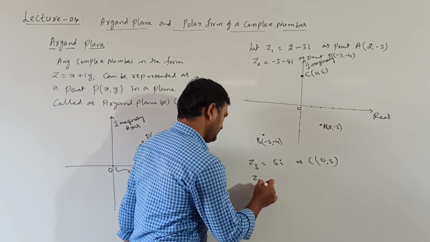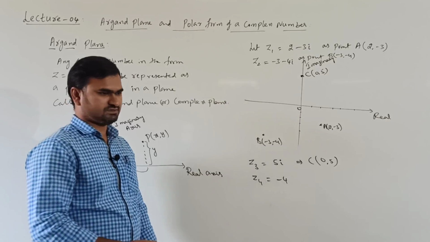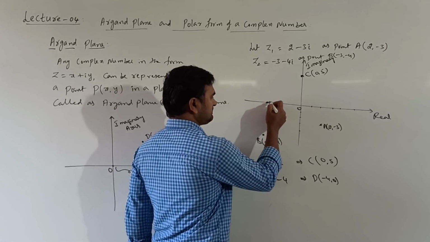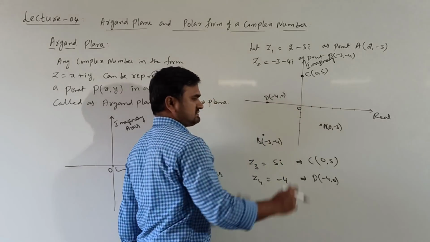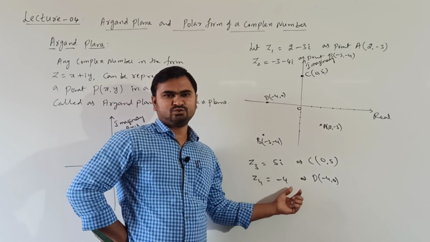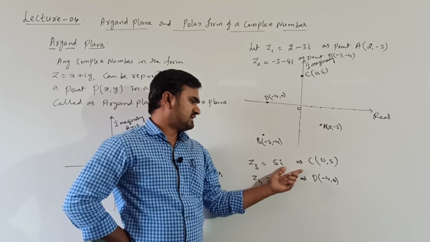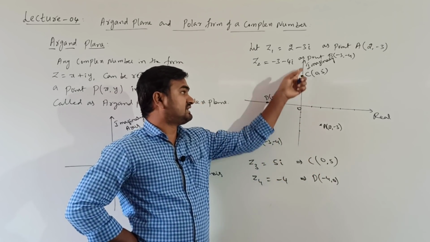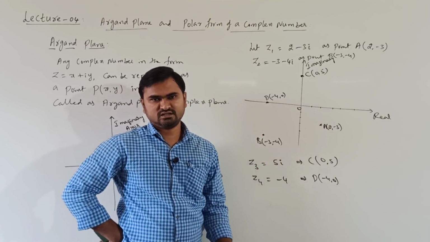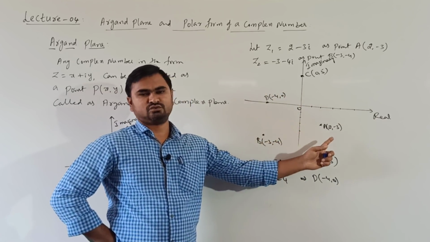If I take a purely real number, z4 equal to minus 4, it corresponds to the point D (minus 4, 0). Now where does (minus 4, 0) lie? On the real axis. So a complex number which is purely real always lies on the real line, whereas a complex number which is purely imaginary lies on the imaginary line. If it has both a real part as well as an imaginary part, based on the sign of the real part or imaginary part, it will lie in one of these 4 quadrants.